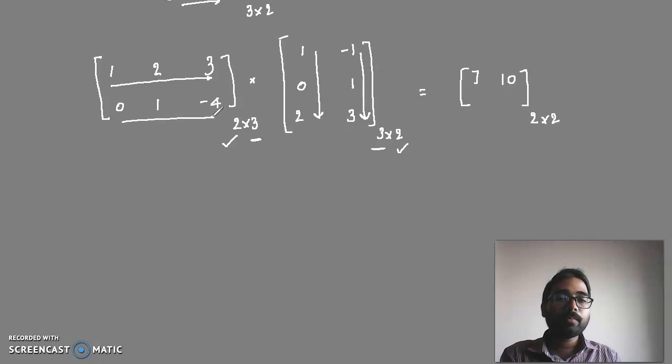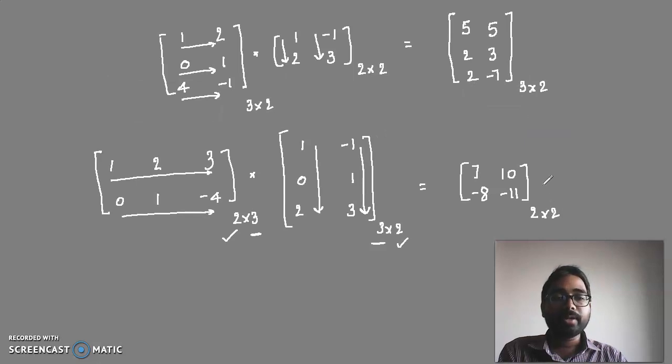Second row, first column: 0 into 1, 0, 1 into 0, 0, minus 4 into 2, minus 8. So minus 8. Then second row, second column: 0 into minus 1, 0, 1 into 1, 1, minus 4 into 3, minus 12. 1 minus 12 is going to be minus 11. So this is the result of the product of these two matrices. This is a 2 by 3 matrix and this is a 3 by 2 matrix, and the resultant is going to be a 2 by 2 matrix.